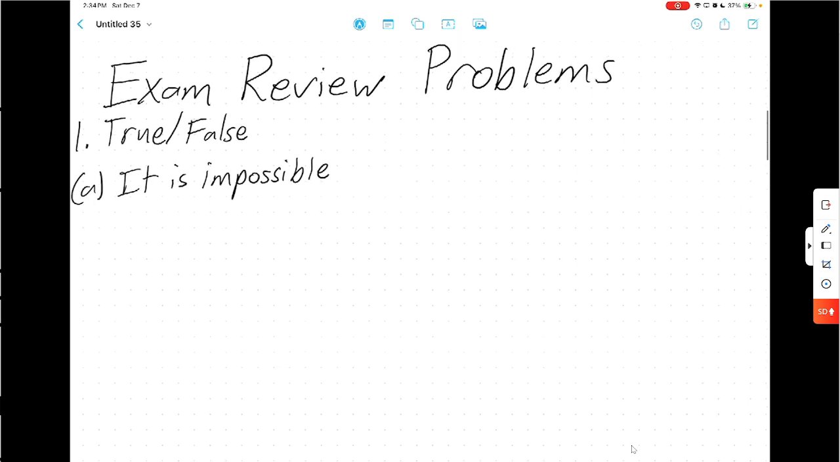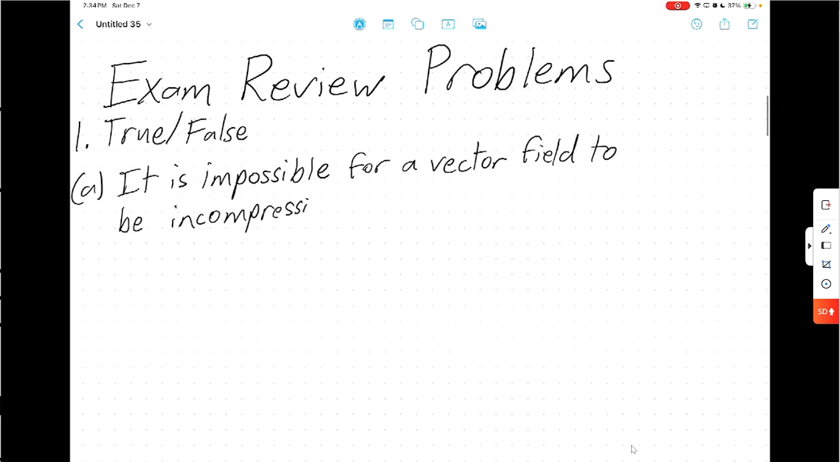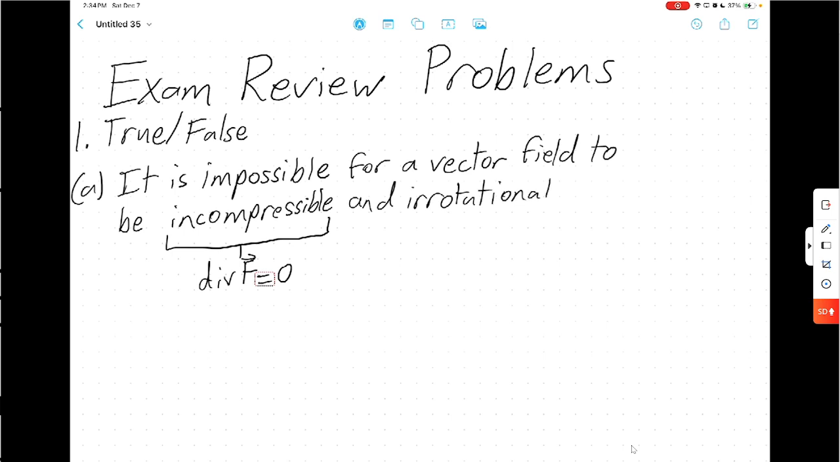A says it is impossible for a vector field to be incompressible. Well, this means div F is equal to 0 for some vector function F, and irrotational. So this means curl F is equal to the 0 vector.